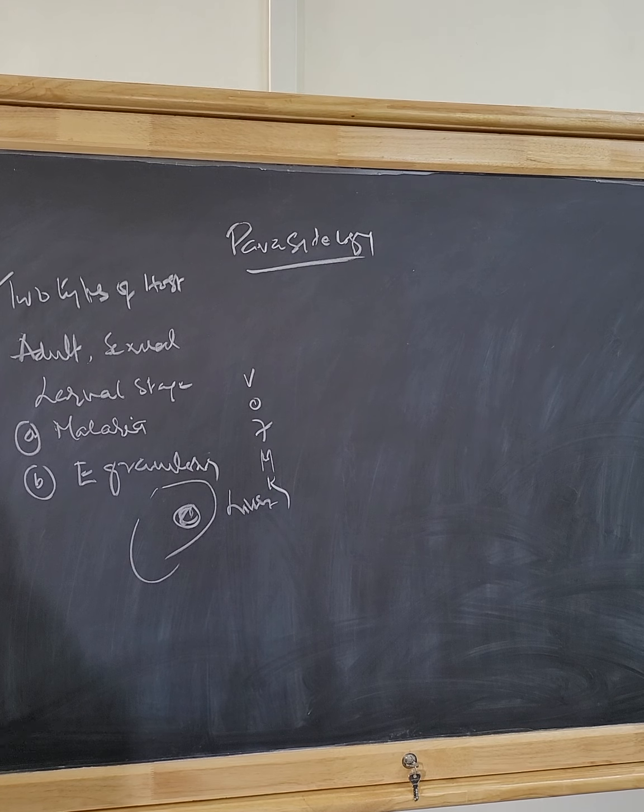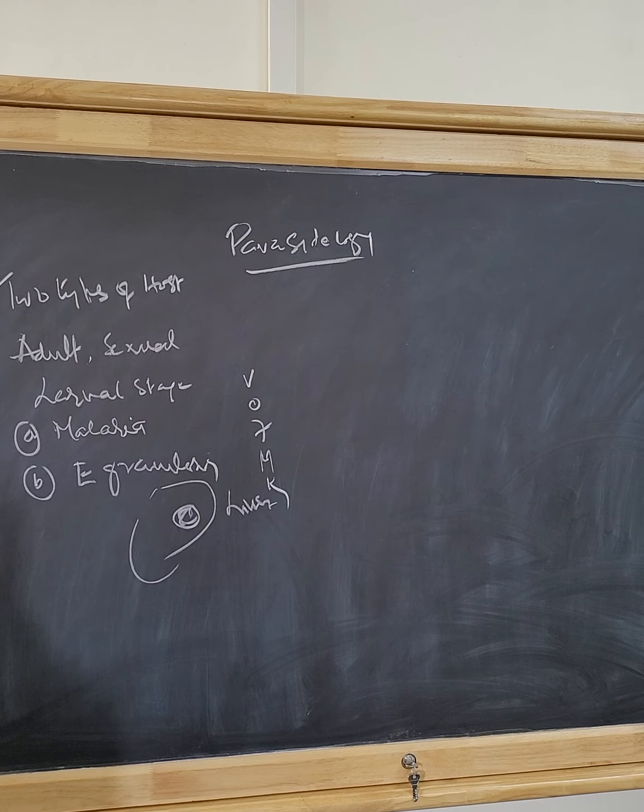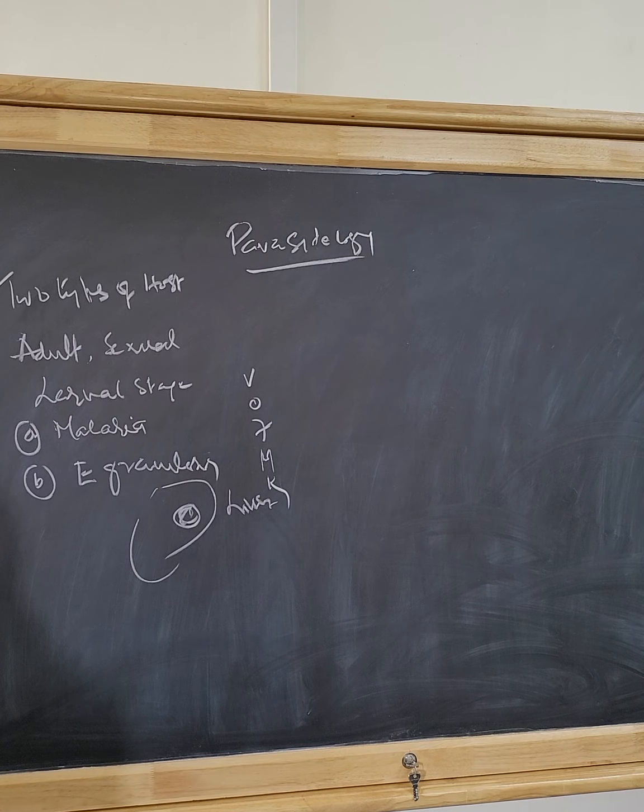Falciparum is the most dangerous. It causes cerebral malaria because schizogony takes place in the cerebral vessels, the arterioles of the cerebrum. It also causes blackwater fever, with hemoglobinuria. The urine becomes black and it is very dangerous.